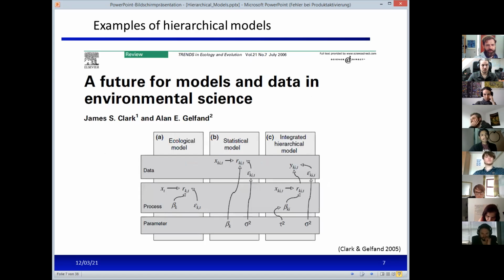And this possibility to formulate these more complex statistical models that thereby also represent our actual knowledge about ecological processes is another big argument for the application of Bayesian hierarchical models in ecology. Here I just want to point to this paper by Clark and Gelfand, which, although it is already a few years old, really sees this possibility to marry the fields of ecological process modeling and statistical analysis in these integrated hierarchical models as an important part of the future for models and data in the environmental sciences.